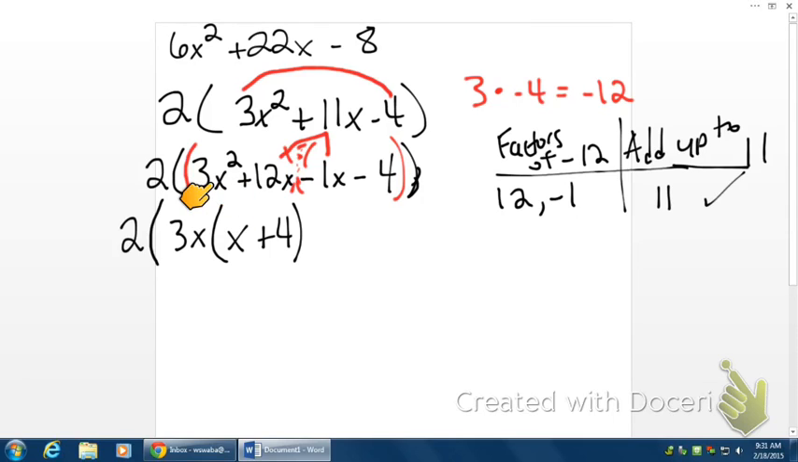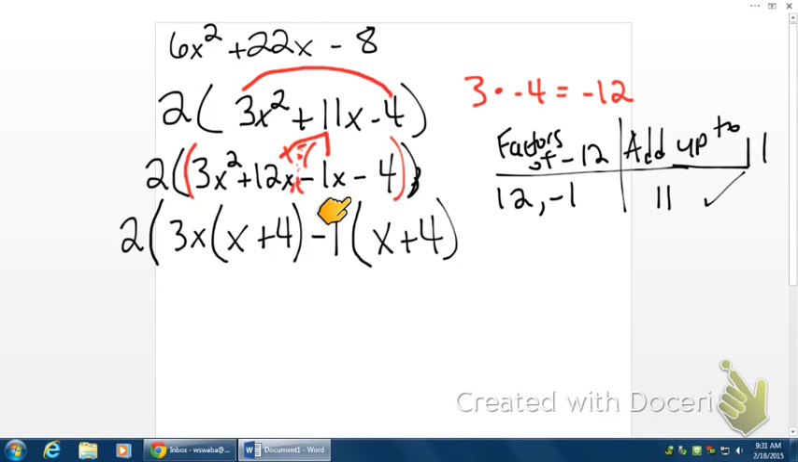Okay. So the greatest common factor of these two terms is going to be 3x. What's going to be left? The x plus 4. Now, from this, a negative 1x and a negative 4, I can factor out a negative 1. What happens when I factor that out? Well, I have an x and I have a plus 4.